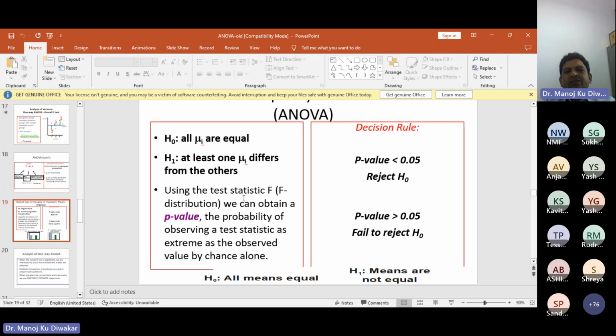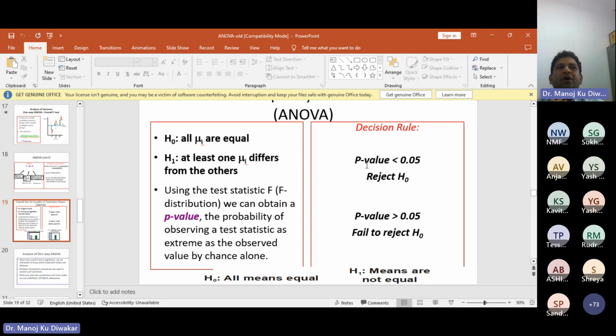Using the test statistic F, which follows the F distribution, we can obtain the p value, the probability of observing a test statistic as extreme as the observed value by chance alone, and then make the decision. Whenever you do this analysis with SPSS or R software, if the p value is less than 0.05, then reject H naught, so you will say that at least one mean value is different from the others. If the p value is greater than 0.05, then fail to reject the null hypothesis. You do this with the help of analysis of variance.